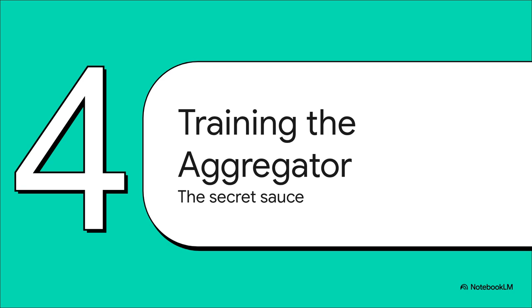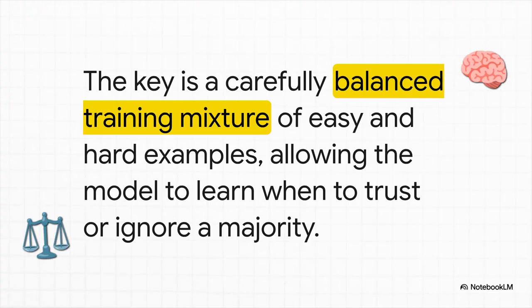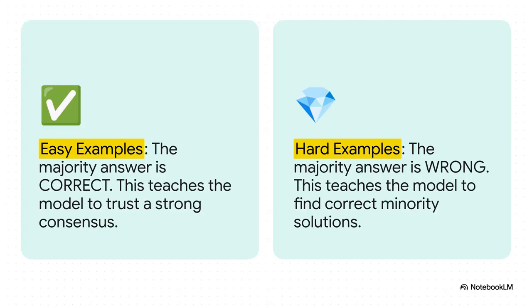It's not just about the data you throw at it, it's about the kind of data. What the authors figured out is that the secret is feeding the model a very specific, carefully balanced diet of problems. See, to build a really robust aggregator, the model needs to learn two totally different things: when to trust the crowd, and crucially, when to ignore the crowd and go hunting for that one correct answer. So they defined two kinds of training data.